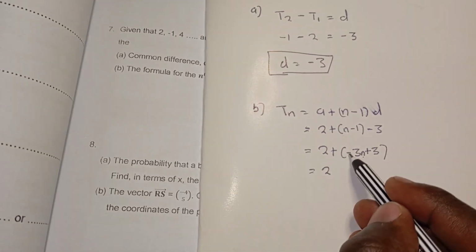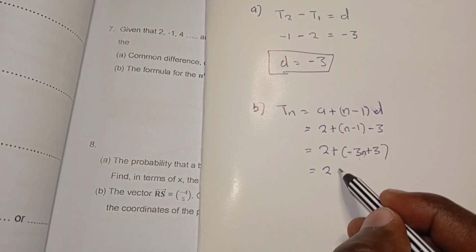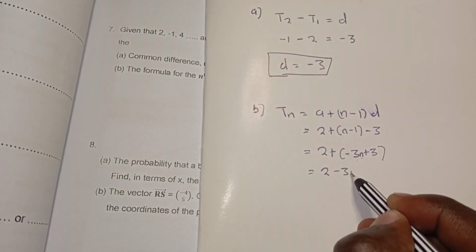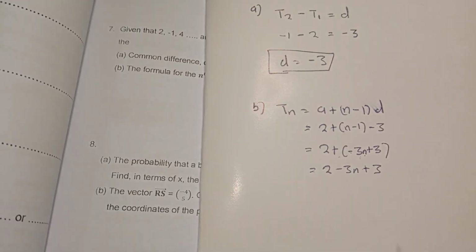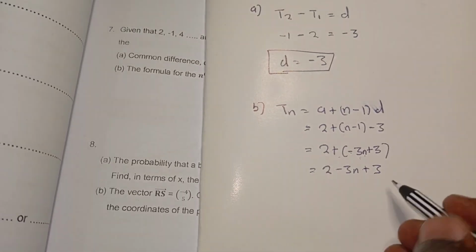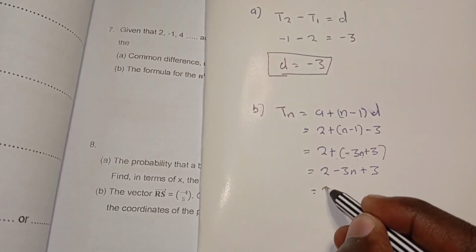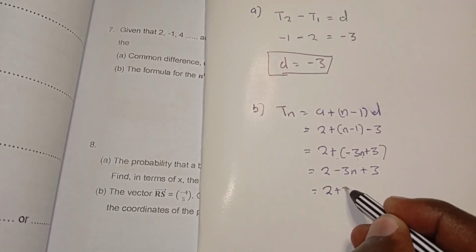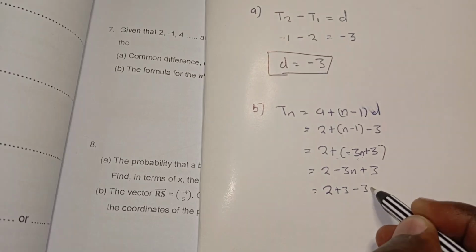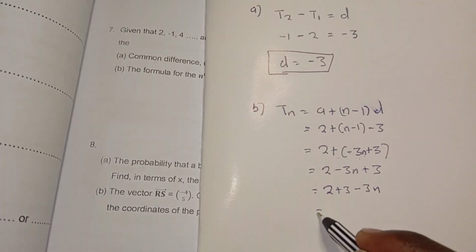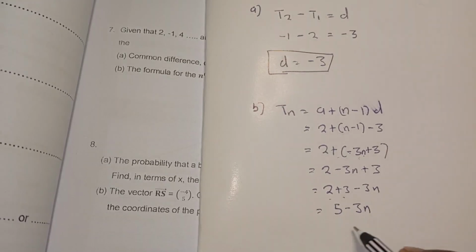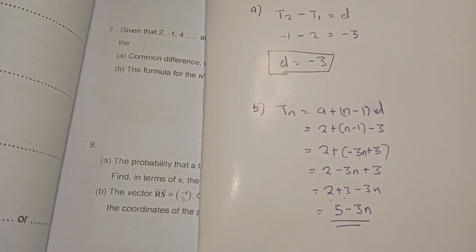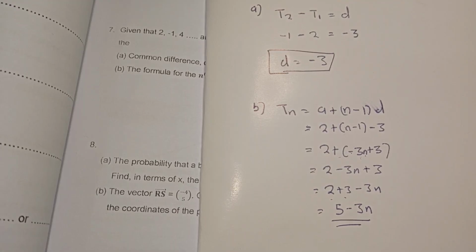So now positive and negative. Here you have -3n, and the positive will be +3. When it's like this, you can group the like terms: 2 plus 3 minus 3n. Then this will actually be 5 minus 3n, and that is the formula for the nth term.